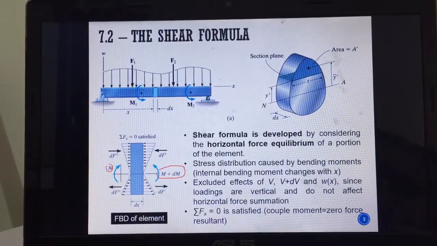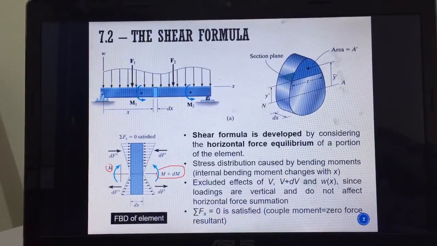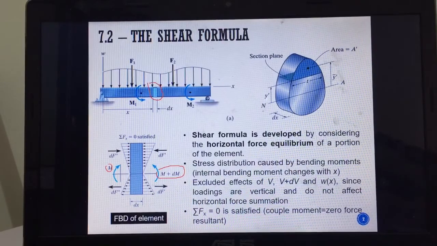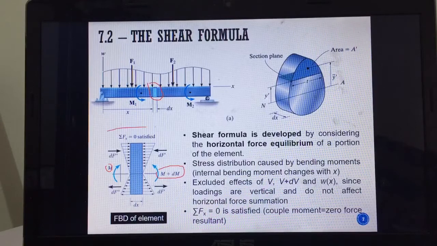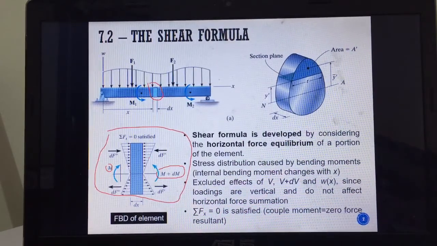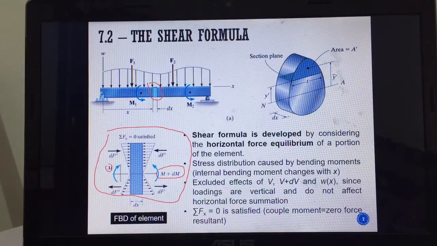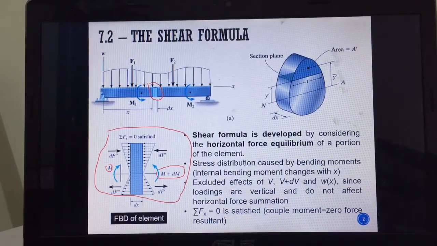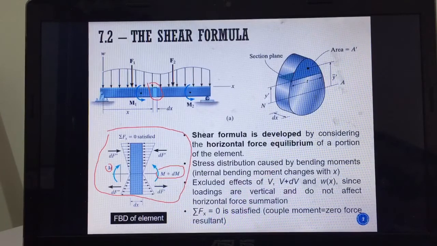So what happened is that you make a section here, and then you take the section. This is the section, right? When you apply the distributed load, whatever distributed loads that you want to apply, even couple moments, then you draw the free body diagram. You will have this kind of variation. You have the internal moment M at this side and M plus dM at the other side. Okay, so the section is like this.